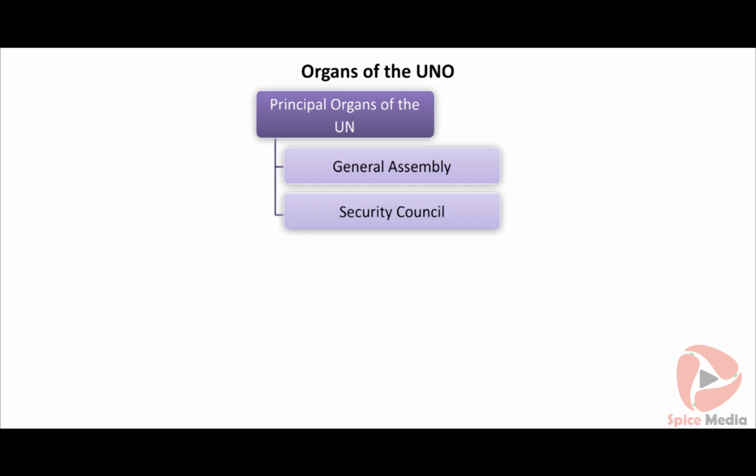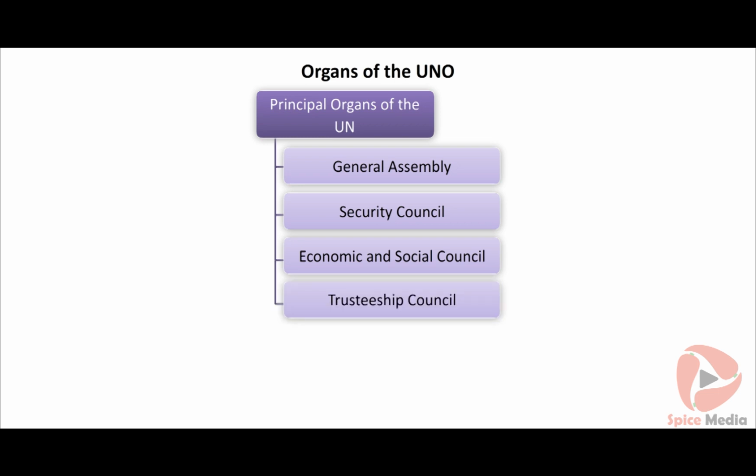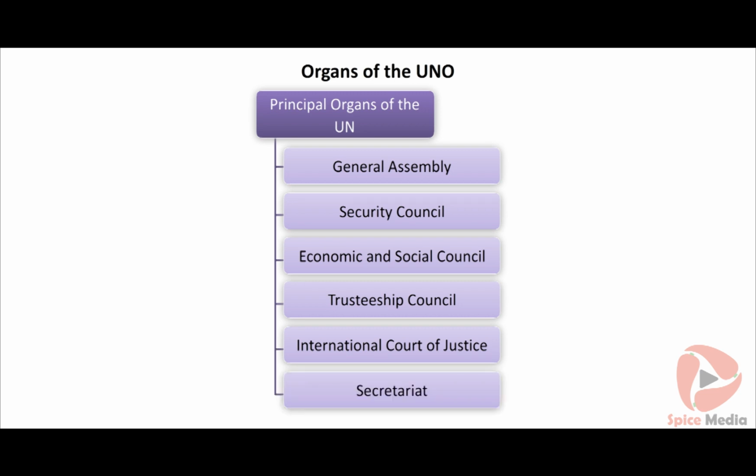There are 6 principal organs in the United Nations Organization. They are General Assembly, Security Council, Economic and Social Council, Trusteeship Council, International Court of Justice, Secretariat. All these organs have a specific role in the international scene. There are also 8 specialized agencies which have been formed with a specific purpose.